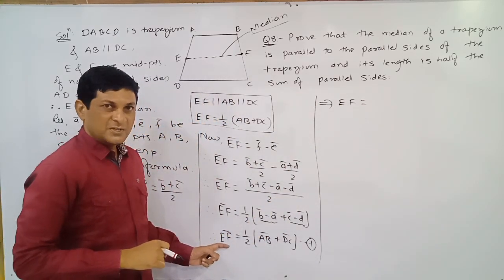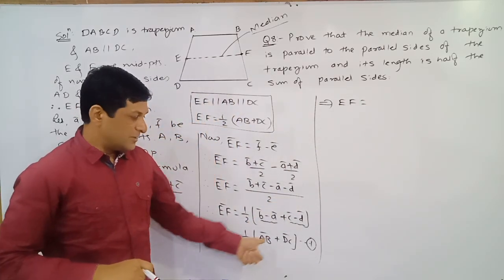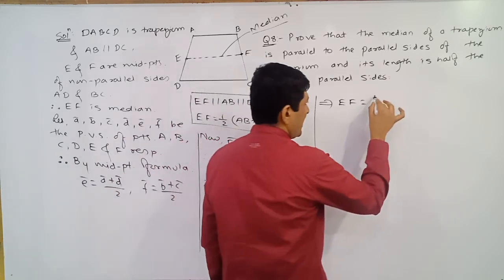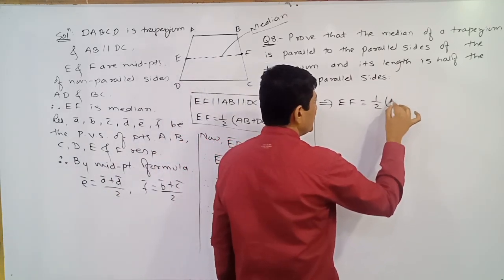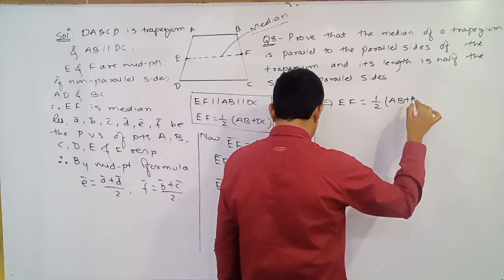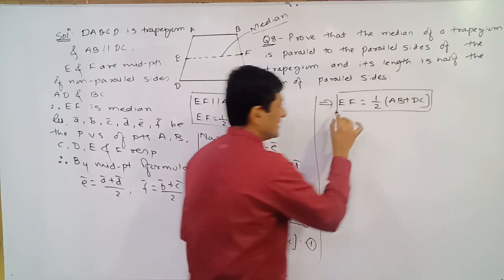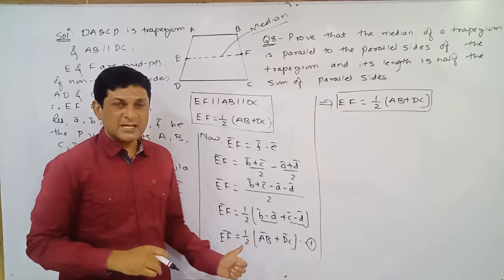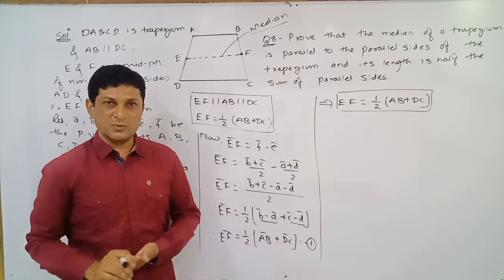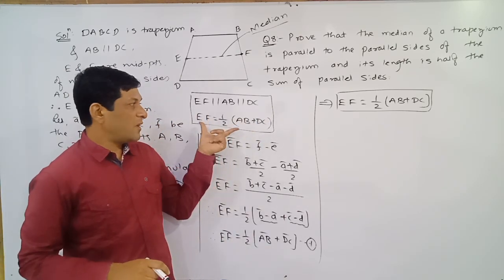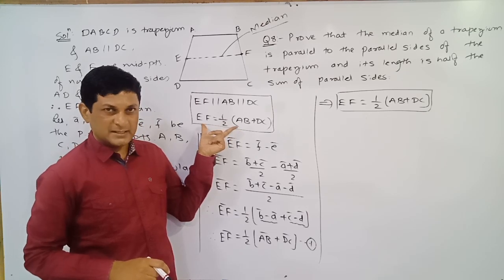So magnitude of EF bar will be equal to what? The magnitude of EF. And what is the magnitude of the right hand side? Half of AB plus DC. So simply we have considered what? Magnitude. Since these vector quantities are equal, that's why we can say that magnitudes are also equal. In this way, we have got one of the required results, isn't it?